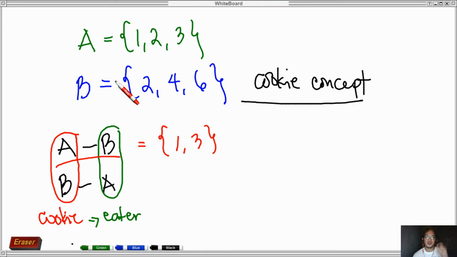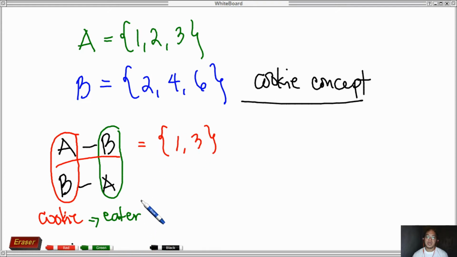Again, notice that A is written first, so A is the cookie this time. B is the eater, because it is written second. The ones they eat are the common elements, which is 2. Then what is left is 1 and 3, and the difference of A and B is 1 and 3.